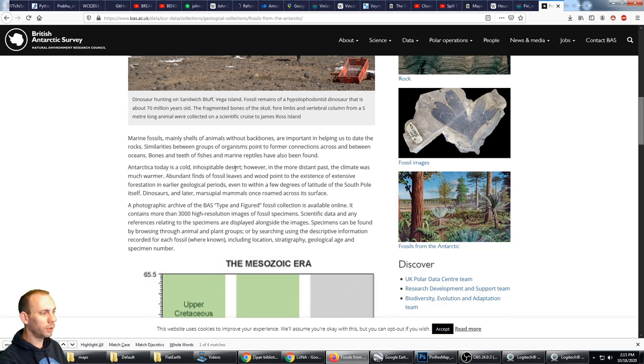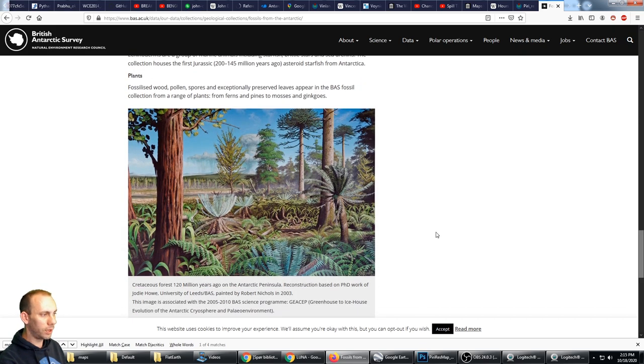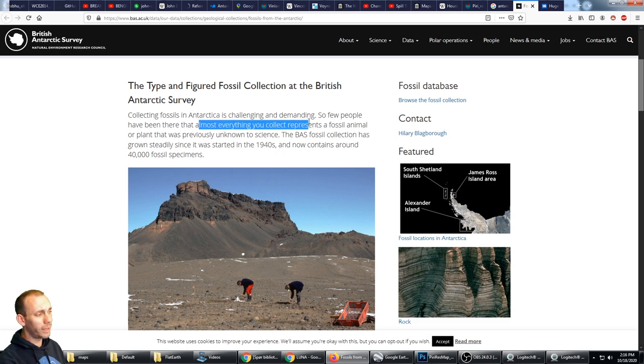Antarctica today is a cold, hostile desert. However, in the distant past, the climate was much warmer, and they found all kinds of fossils. Here is a sketch of what Antarctica probably looked like, and they say 120 million years ago, but somehow we have maps from around 500 to 1,000 years ago that are showing the ice-free land. Somehow they mapped it.